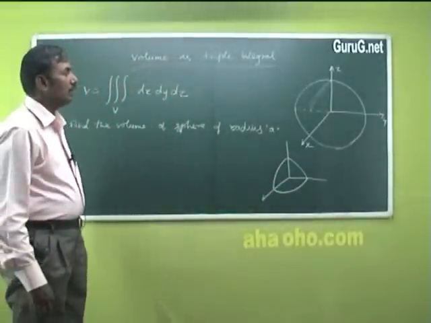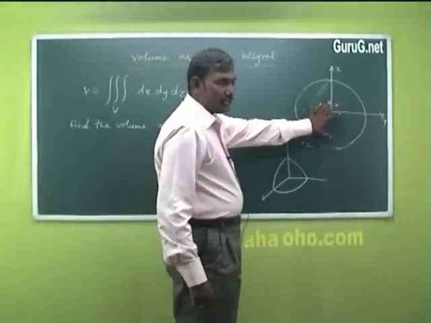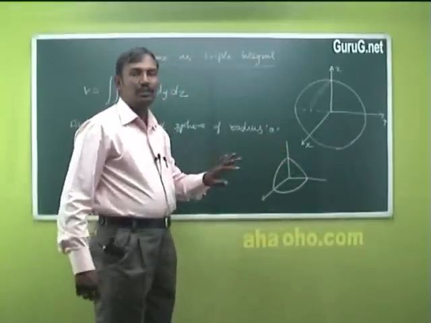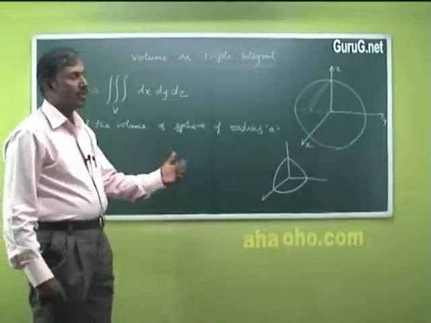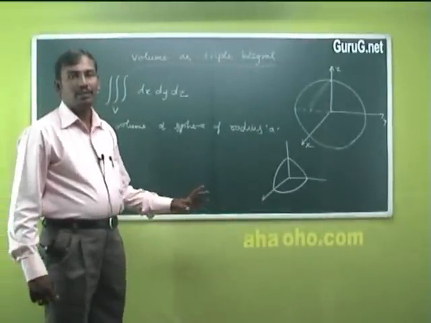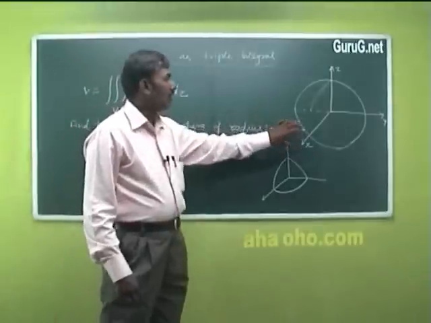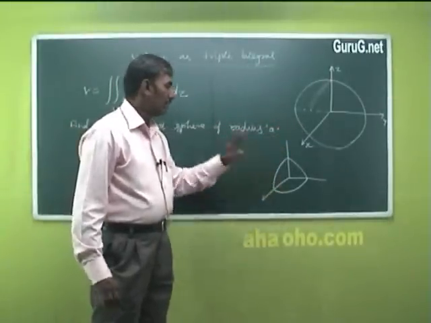To find the volume of the sphere, we find the volume of this first octant into 8. Because the coordinate axes divide the sphere into 8 equal parts. So instead of finding the volume of the sphere, we have to find the volume of this octant and then multiply by 8.